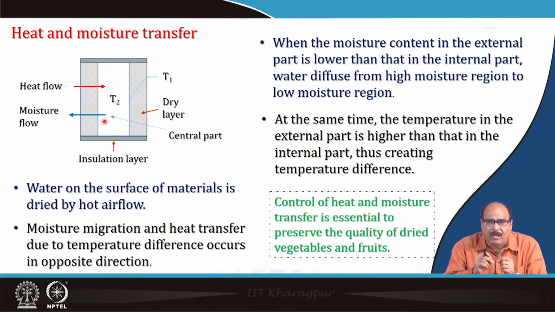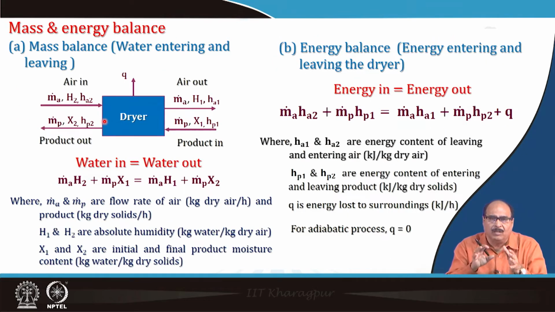Control of heat and moisture transfer is essential to preserve the quality of the dried vegetables and fruits, as I told you earlier also, because these materials, the fruits and vegetables, contain heat sensitive components, micronutrients, etc. So, they should be preserved.